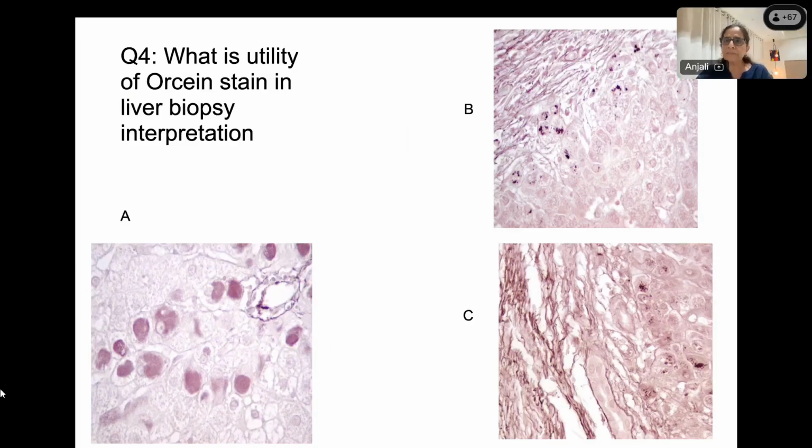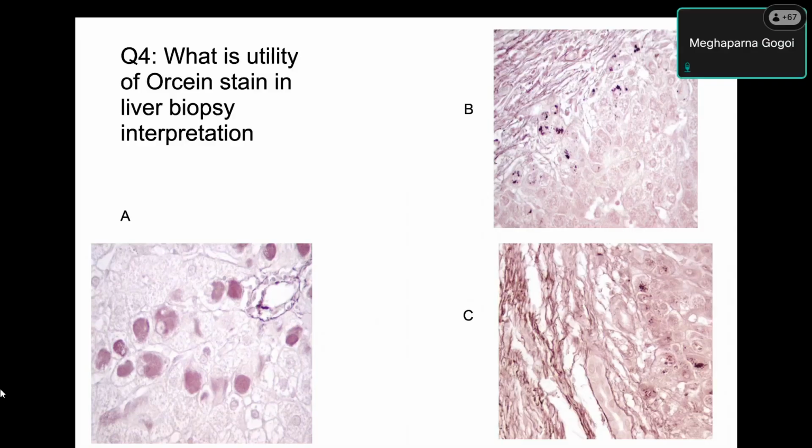Priyanka? Yeah. Would you like to answer? Ma'am, I think A is hepatitis B, as we can see the ground glass appearance of the hepatocytes. Yeah, you are very good. Absolutely correct. What about B and C?